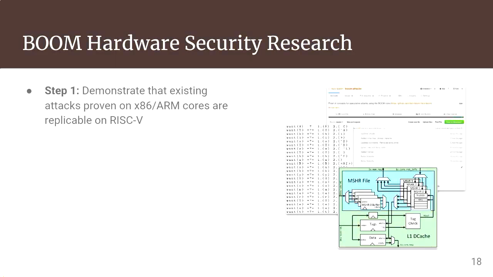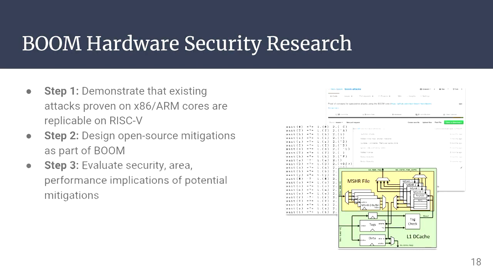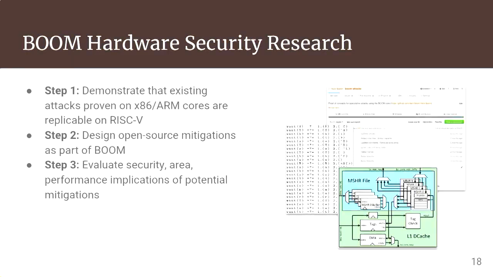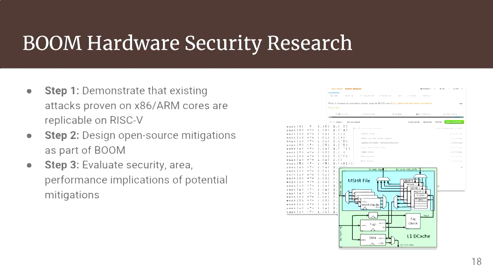Step one for this was we take a look at all the literature on demonstrated attacks on commercial x86 and ARM cores and show that they are replicable on our BOOM out-of-order academic core. Step two is we build some simple preliminary mitigations as part of BOOM. Step three, we run this through all our tooling and infrastructure and get quick results back showing the impact of these mitigations on performance, area, and implementation.